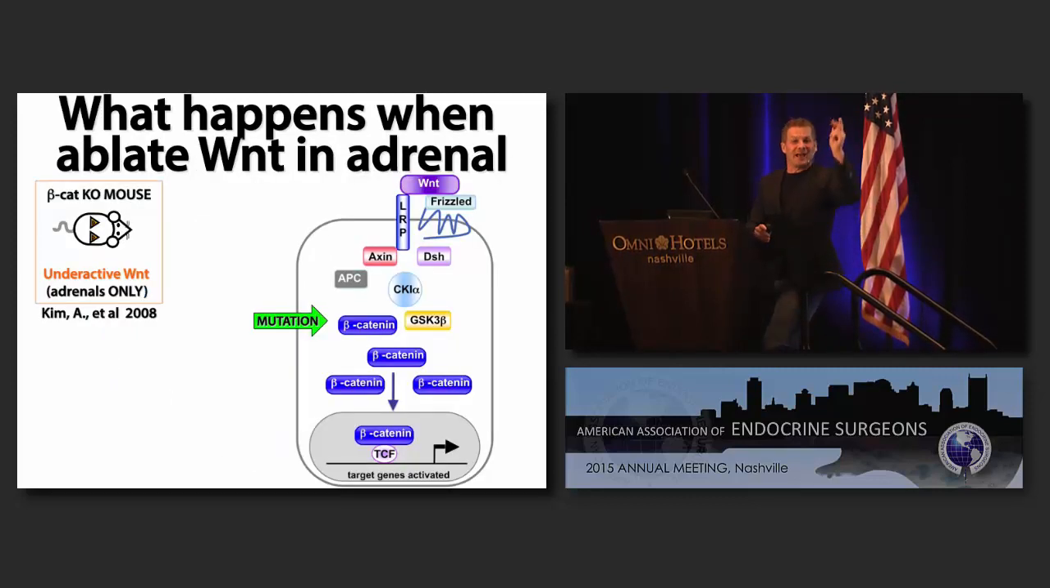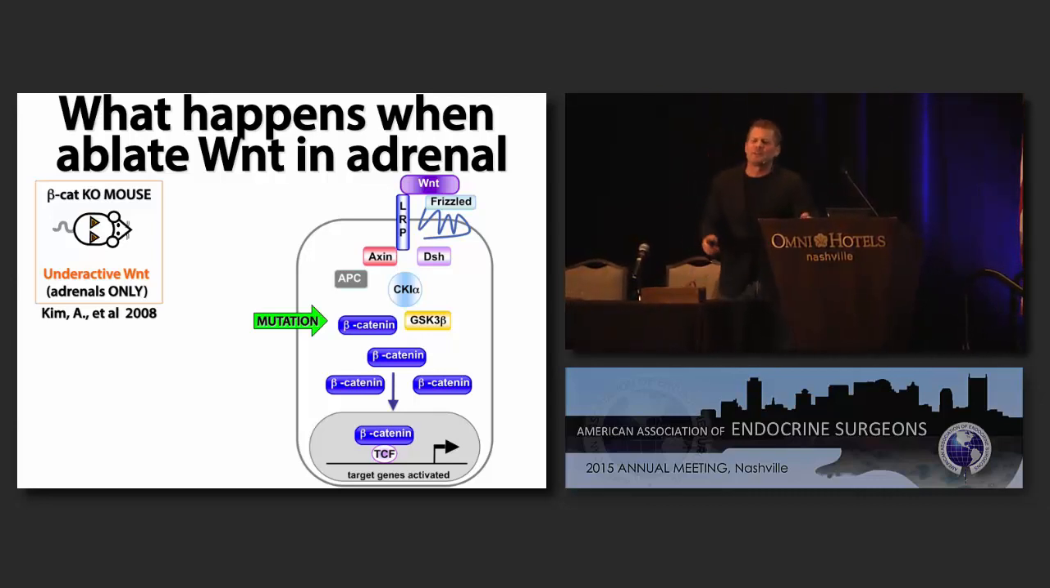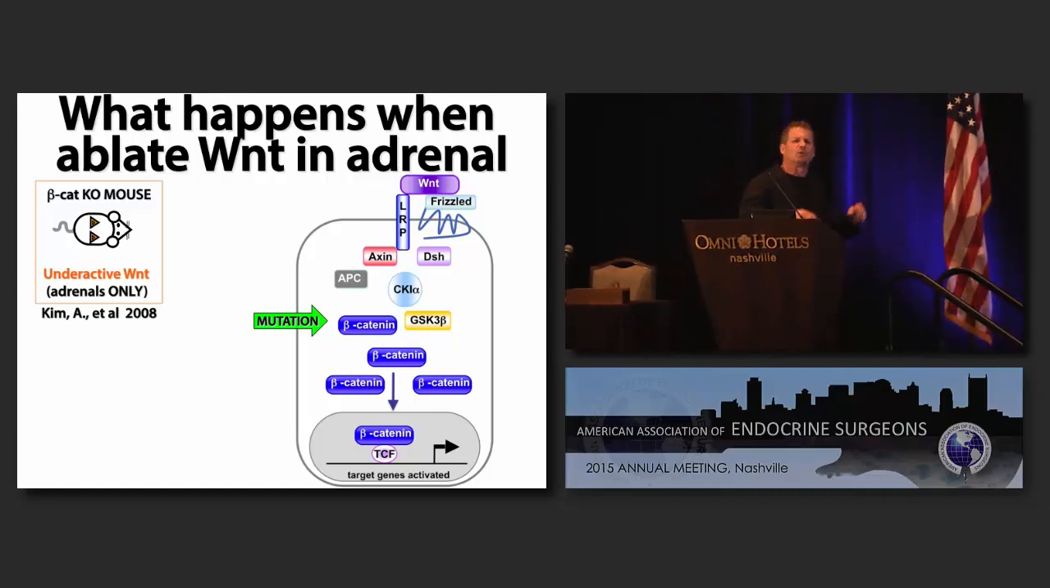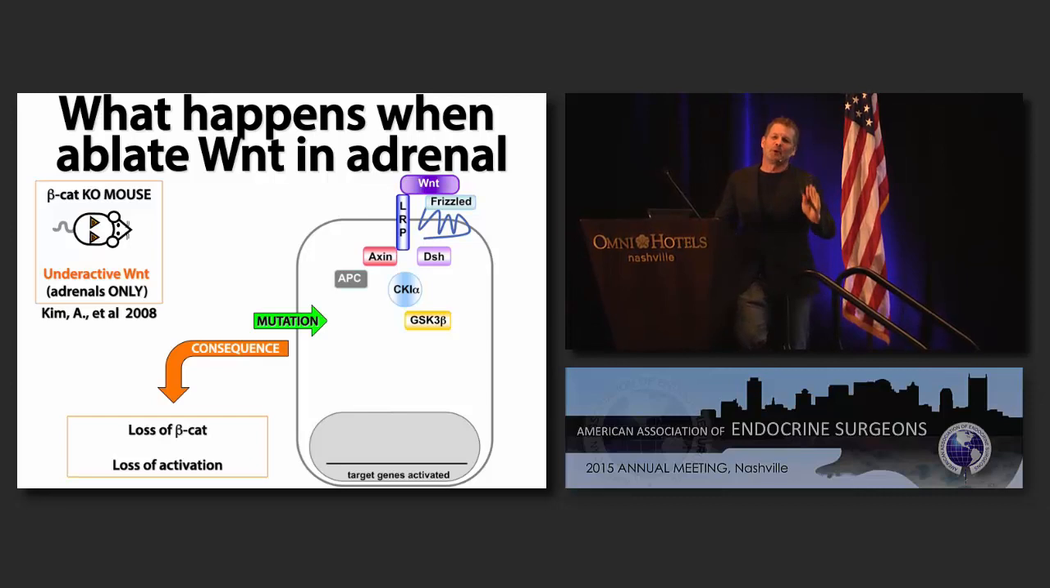So Alex Kim, who's now a surgery fellow at Michigan, after his PhD, he decided to become a surgeon with the surgery group at Michigan. And for Alex's PhD, he knocked out Wnt signaling only in the adrenal gland, another pretty tough experiment to do. When he did that, while we predicted that perhaps we would have a decrease in regeneration of the gland, here's what happened. Without Wnt signaling in the adrenal gland, at birth, the adrenal looks completely normal.